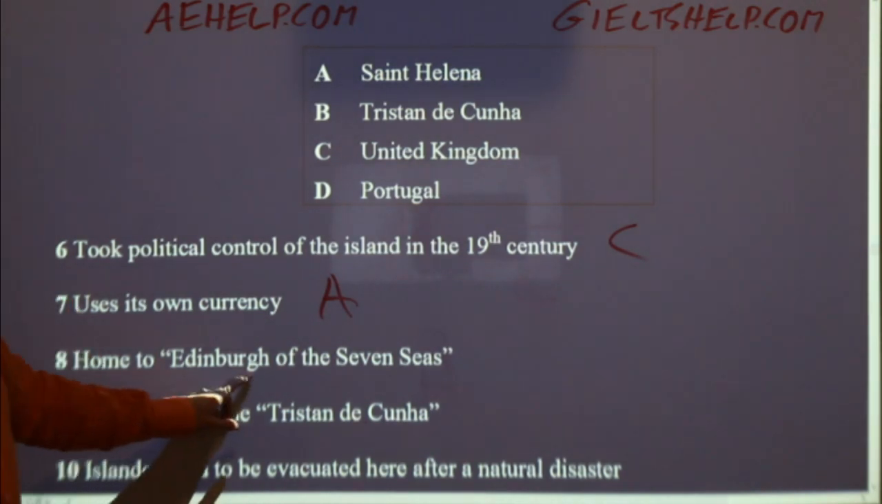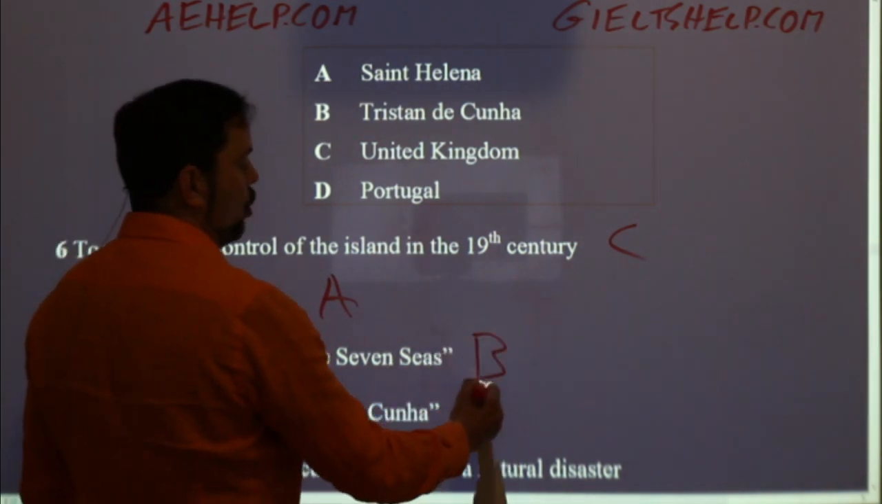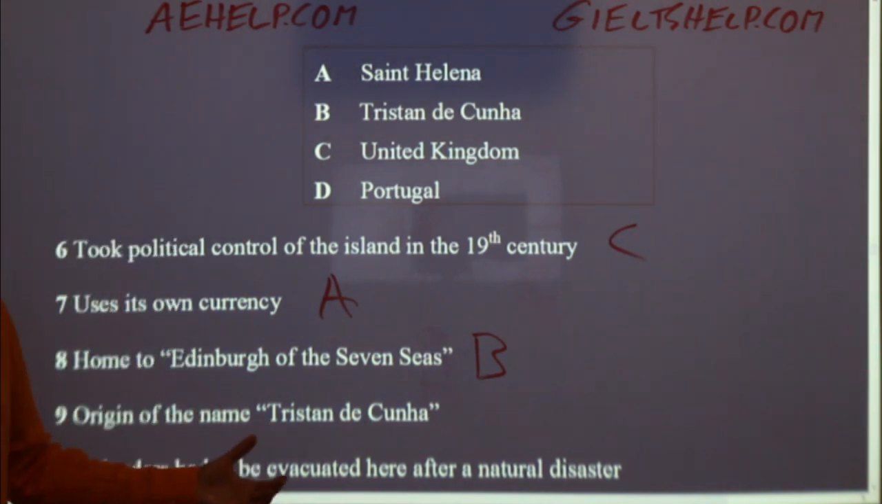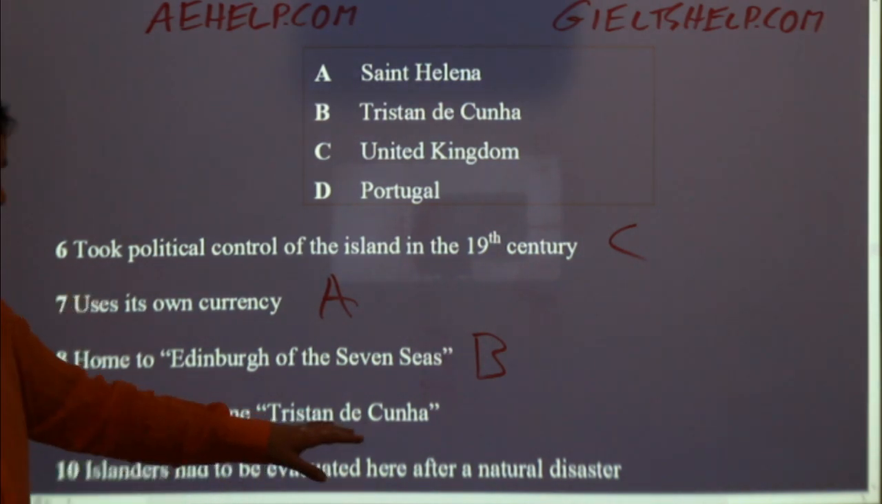Home to Edinburgh of the Seven Seas. Hopefully you got that one. That was very visual. Number 8. It was not the potato. What was it? Tristan de Cunha. That's right. It's pretty much the only city, right? It's where everybody lives. It's the town of Tristan de Cunha. It's called Edinburgh of the Seven Seas. So C, A, B so far.